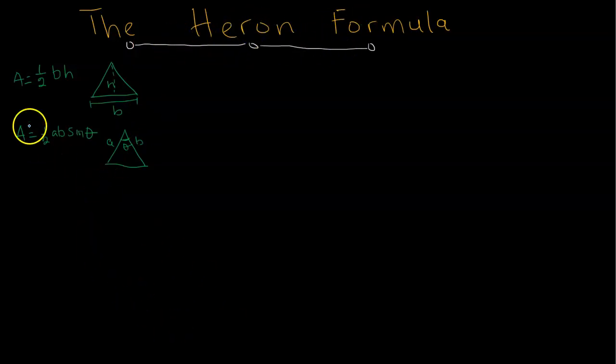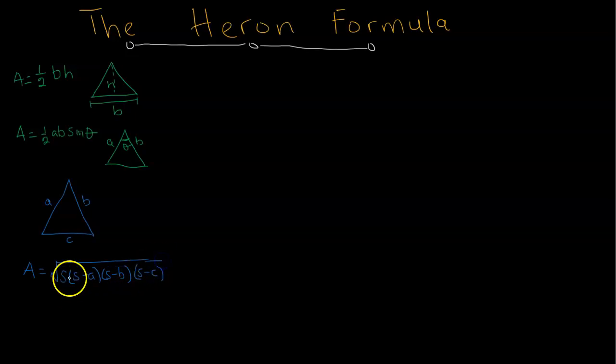The Heron formula allows us to obtain the area of a triangle given the three sides. So if this is a triangle, if one of the sides is A, the other is B, and the third one is C, then we can obtain the area of this triangle by using this formula. The area equals the square root of S times S minus A times S minus B times S minus C.